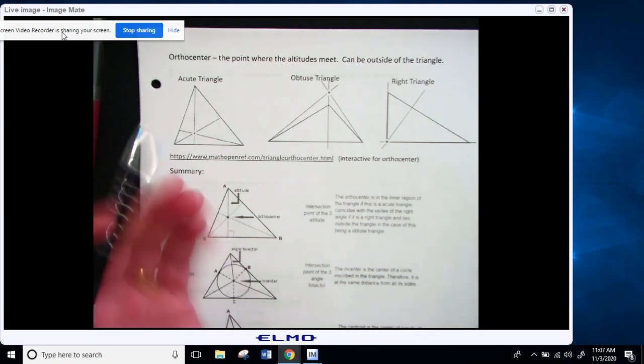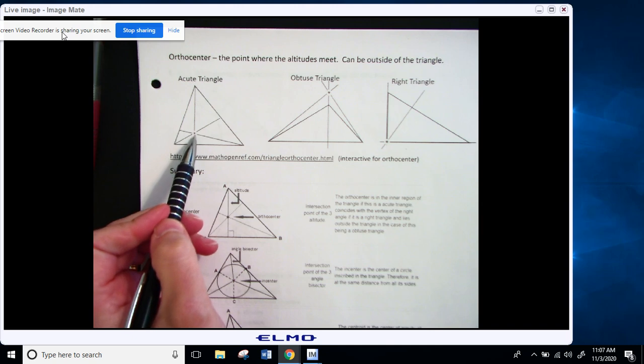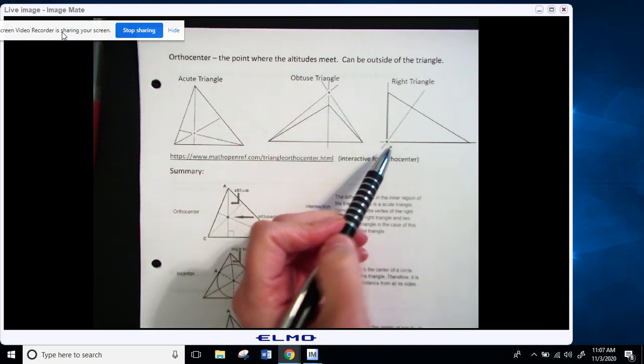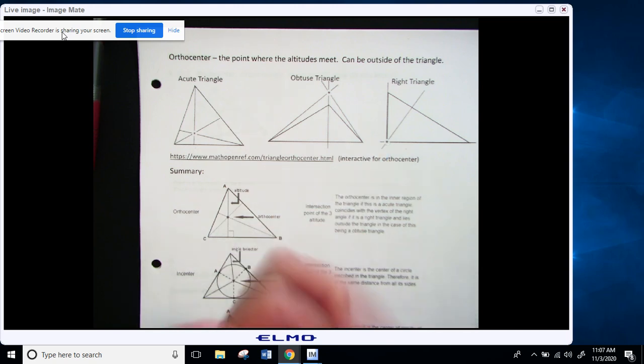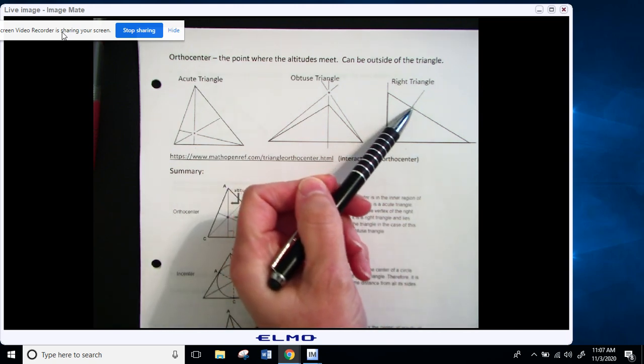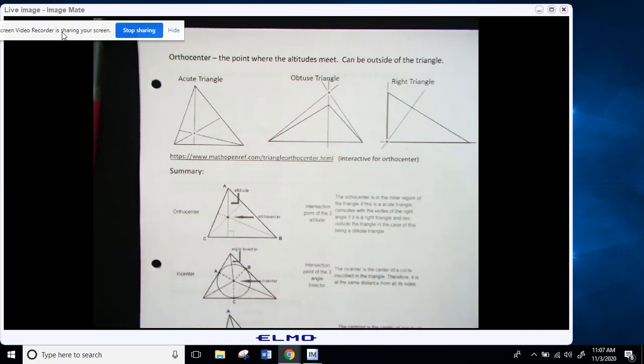And so if it's an acute one, it's inside. If it's obtuse, it's outside. And if it's a right triangle, right on, man, right? Thumbs up, right on. If it's a right triangle, you're right on it. So your orthocenter is actually going to be on your triangle.